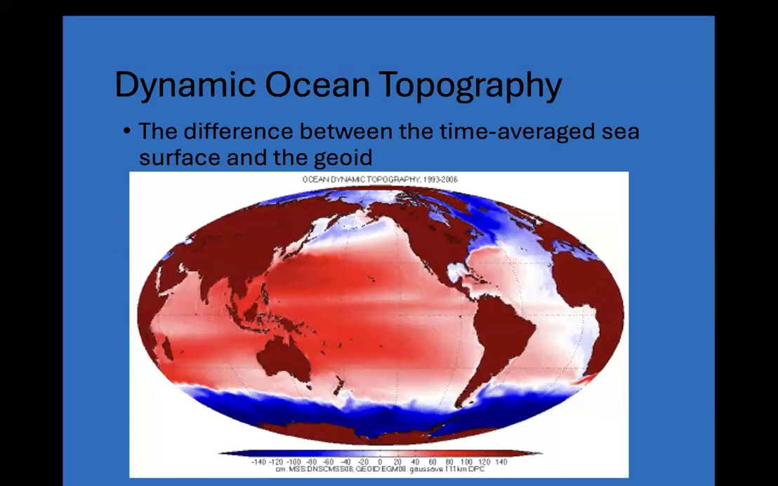Now, I mentioned that there is a difference between the geoid and sea level, and that is related to what's called dynamic ocean topography. This is the difference between the time average sea surface and the geoid.